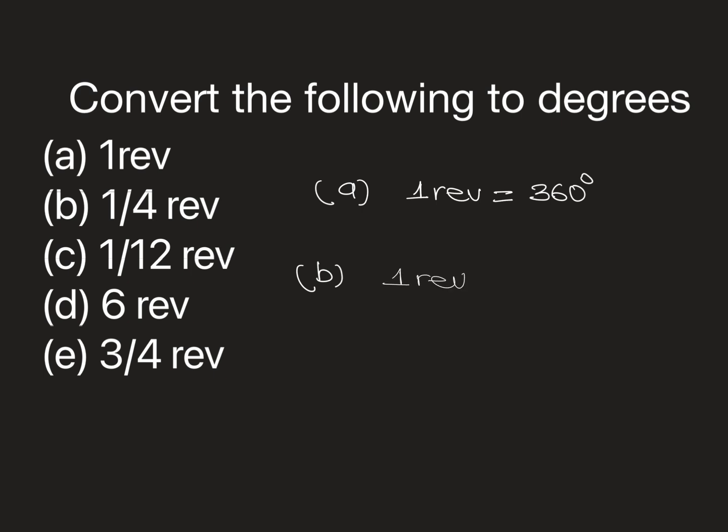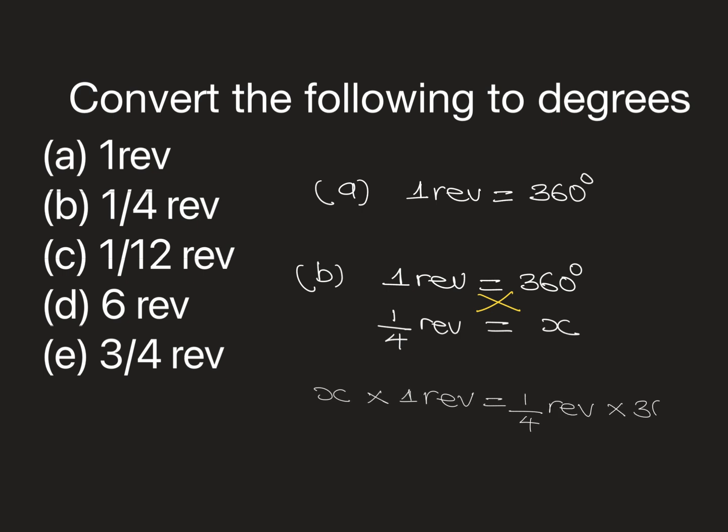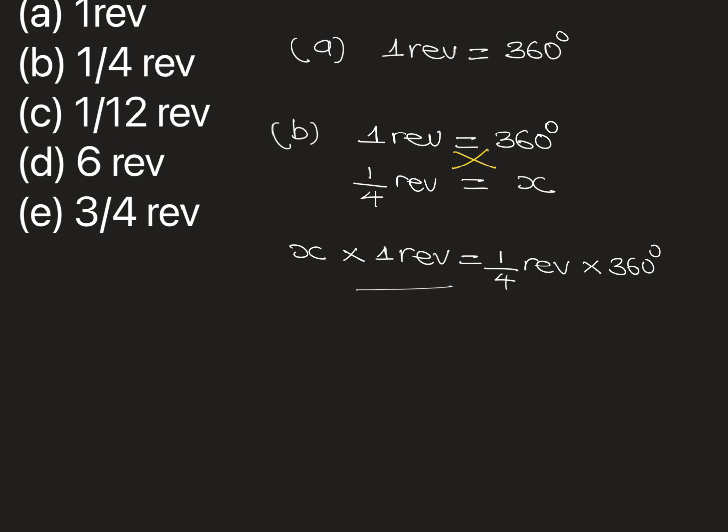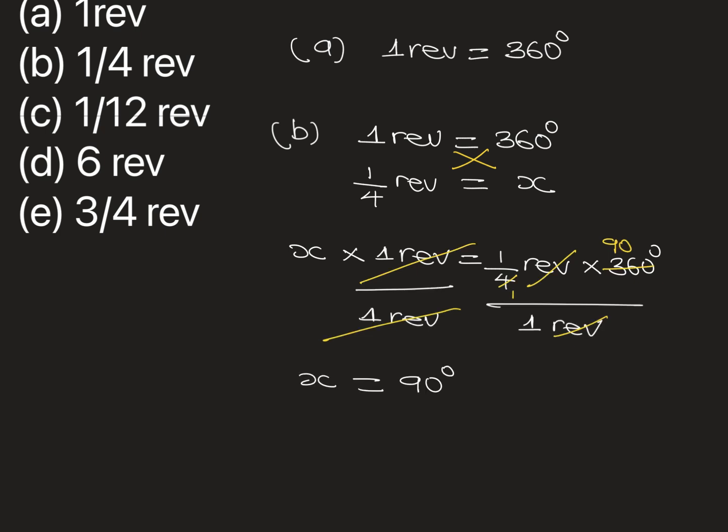If 1 revolution is equal to 360 degrees, then 1/4 revolution should give us x. Let's cross multiply. If we cross multiply, we will have x times 1 revolution is equal to 1/4 revolution times 360 degrees. So to find x, I will divide both sides by 1 revolution. Revolution will cancel revolution. Then we are left with degrees. So 4 goes once into 360. That will be 90. So which means x is equal to 90 degrees.